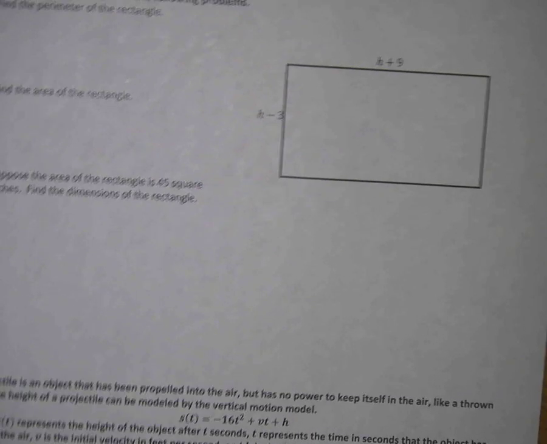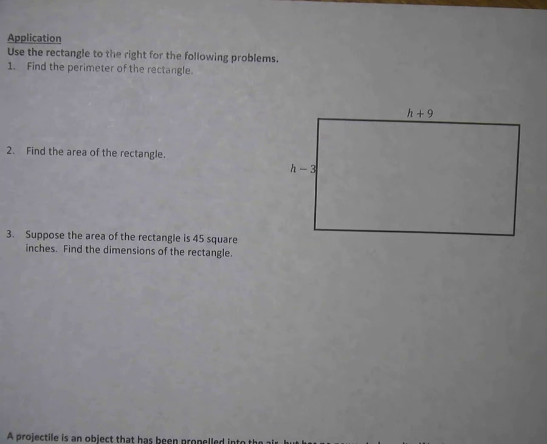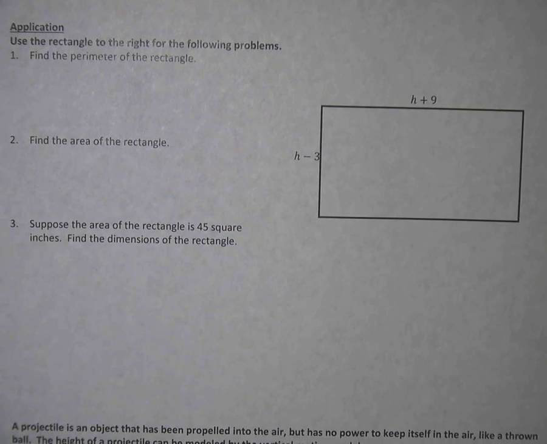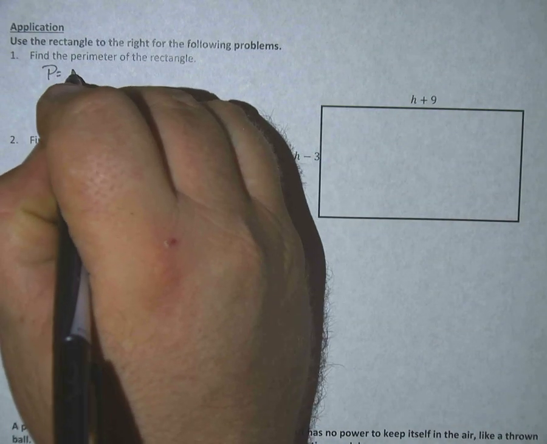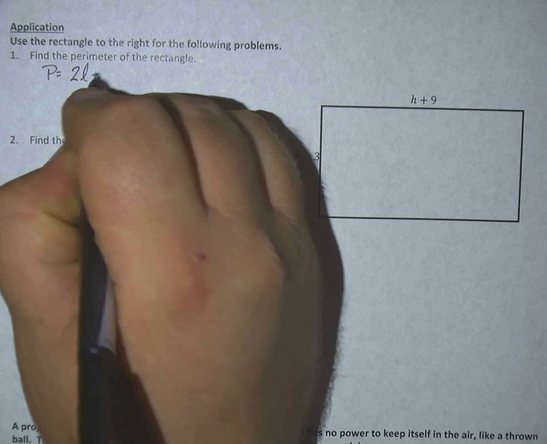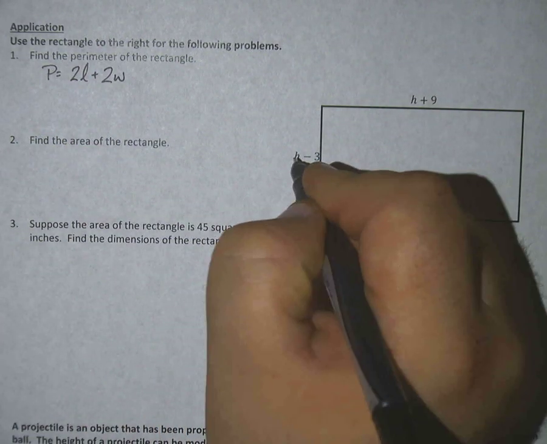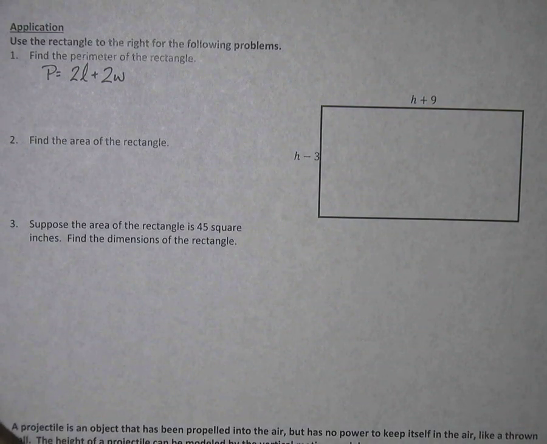So here we have our applications. All right? And again, just like always, I'm not actually going to do the problems. I'll help you set them up, and then you get to do them. Okay? So here it says use the rectangle at the right for the following problems. Find the perimeter of the rectangle. Well, the perimeter equals 2 length plus 2 width. It's probably the easiest way to do it here. So really you're just going to plug in your length and width into those spots and simplify.